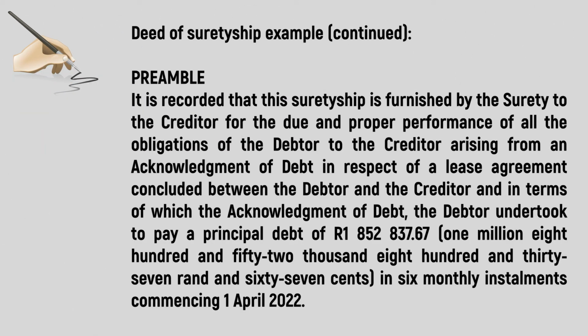Preamble. It is recorded that the suretyship is furnished by the surety to the creditor for the due and proper performance of all the obligations of the debtor to the creditor arising from an acknowledgement of debt in respect of a lease agreement concluded between the debtor and the creditor, and in terms of which the acknowledgement of debt, the debtor undertook to pay a principal debt of 1.852 million, set out the full amount there, in 6 monthly installments commencing on 1 April 2022.